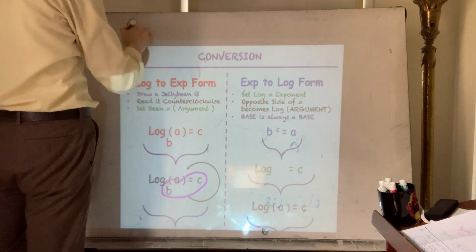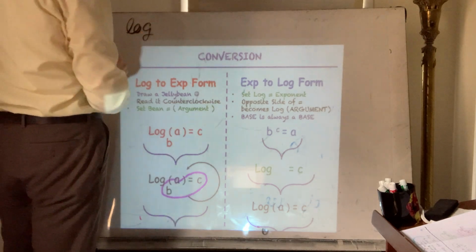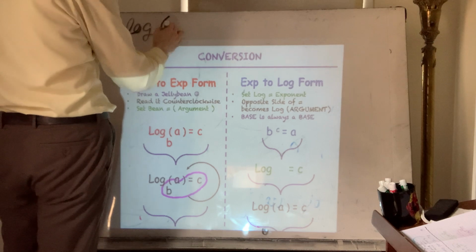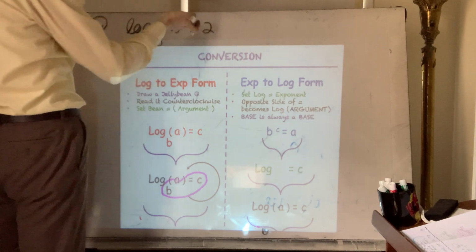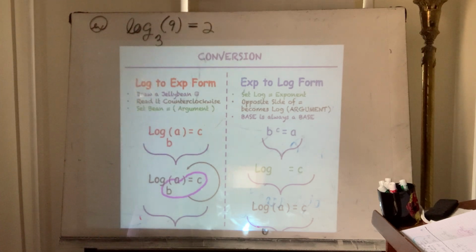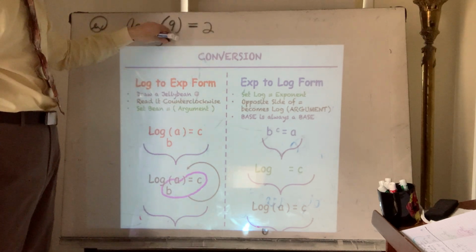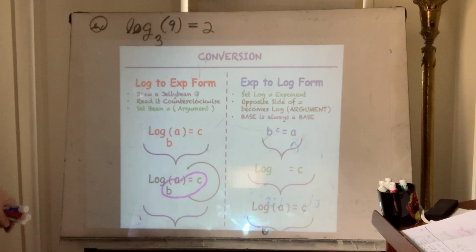Suppose that you had this: log base 3 of the argument 9 is 2, right? Remember, "is" is a stand-in for "equals," right? Log base 3 of 9 is 2. You might read it like that.